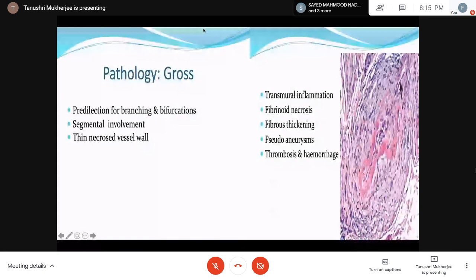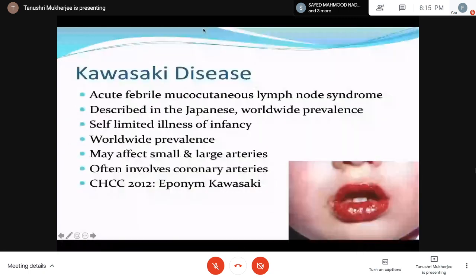The second etiology is Kawasaki disease, also called acute febrile mucocutaneous lymph node syndrome, described in the Japanese, but there is worldwide prevalence. A self-limited illness of infancy, it may affect small and large arteries, often involving the coronary arteries.